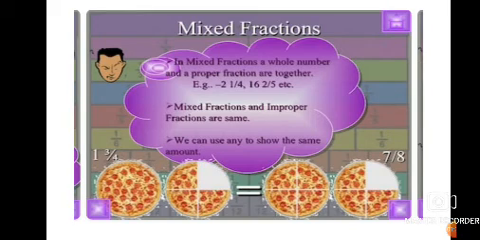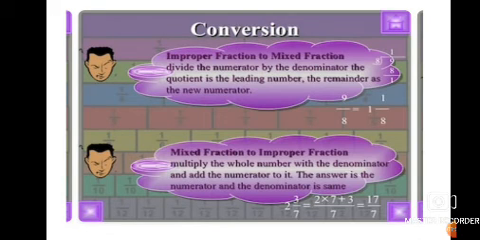Now, mixed fractions. In mixed fractions, a whole number and a proper fraction are together. For example, 2 whole 1 over 4, 16 whole 2 over 5. Mixed fractions and improper fractions are the same. We can use either to show the same amount, whether mixed or improper.